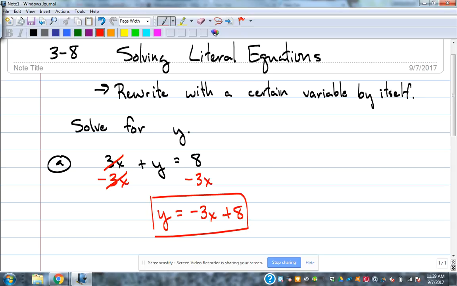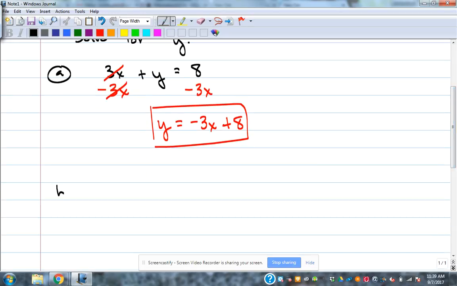We're not getting y equals a number. We're getting y equals some stuff. Okay? For that problem, yes.